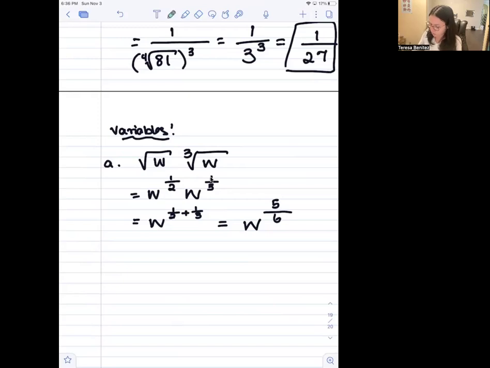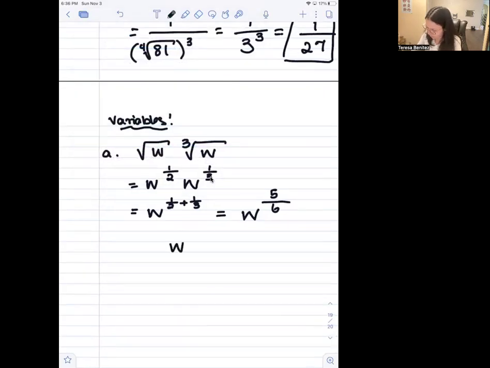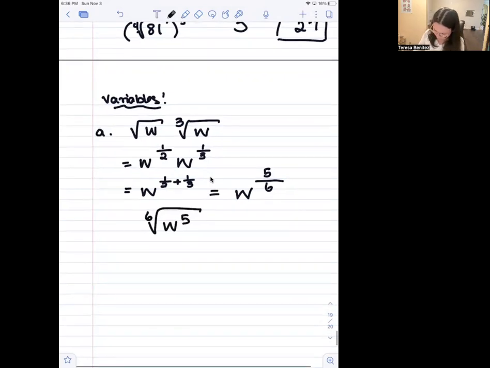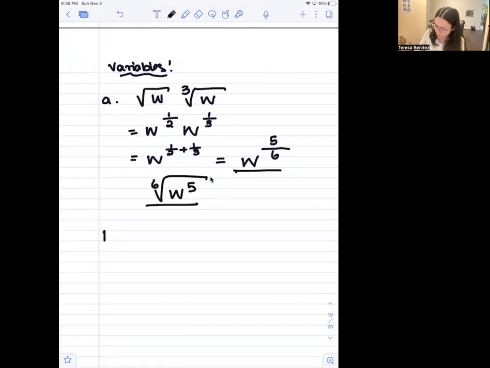So I have w to the power of 5/6. This is the same as w to the power of 5, the 6th root of that. Okay, so either this way or this way will be fine, depending on whether the problem is asking you for radical notation or rational exponent notation.